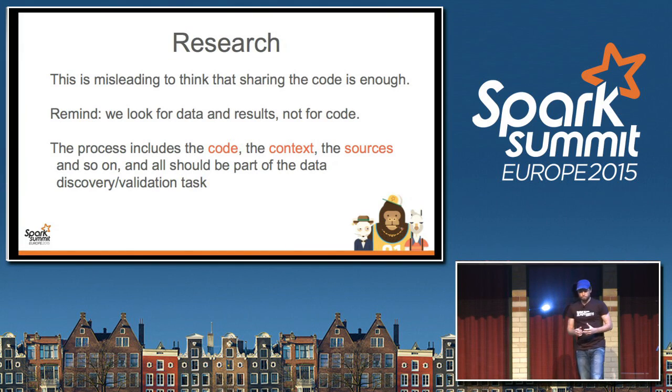So, yeah, it would be misleading to think that just sharing the code is enough, right? The code is not enough. It's good to have, but it's not enough. For sure, when we do research, we mainly look for data and results, not really for code, right? That means that a research process includes code, okay, that's fair, but the context as well. How this code has been generated, why it has been created, when, where, right? This is the context of the research that has to be part of the system, and the process.